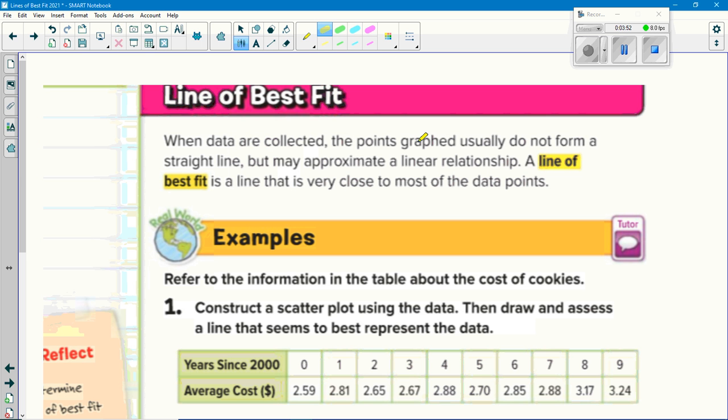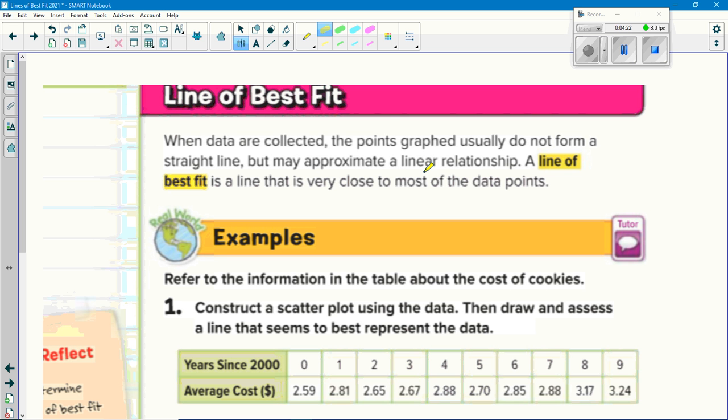when data are collected, the points graphed usually do not form a straight line, but may approximate a linear relationship. And we've talked about that. If they fall into a perfectly straight line, wow. Because in the wonderful world of research, where this is really from, this is what we use to figure out patterns and to figure out relationships. If that happens, wow, it's just usually it doesn't. It can be close, but that's what we'll see.